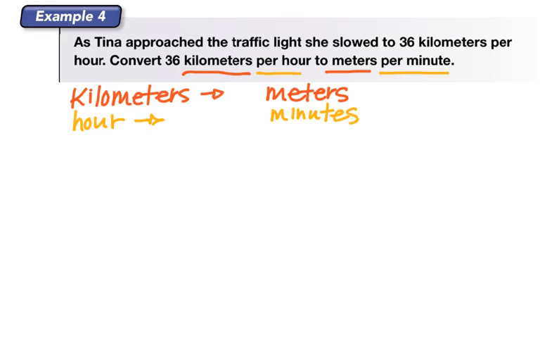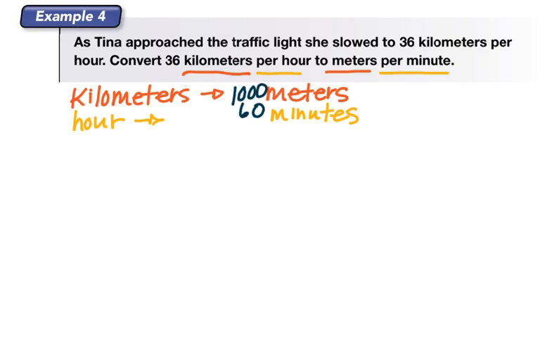Well, how many meters are in a kilometer? 1,000 meters in a kilometer. How many minutes are in an hour? 60 minutes in an hour. So now we can set up our problem.